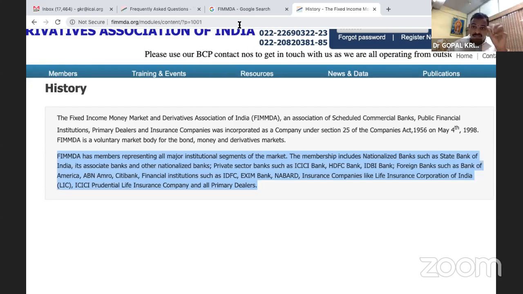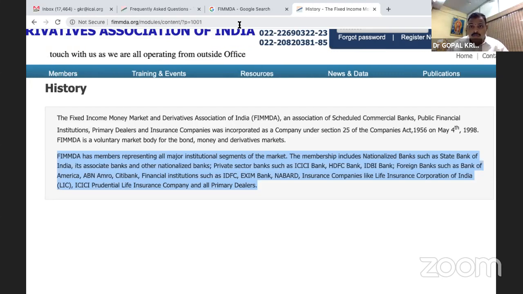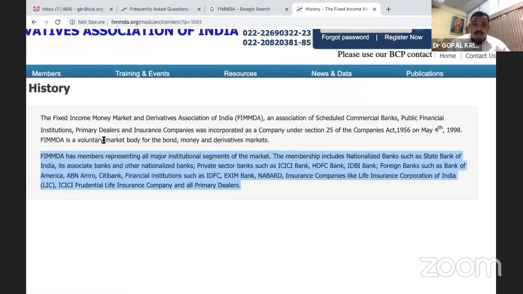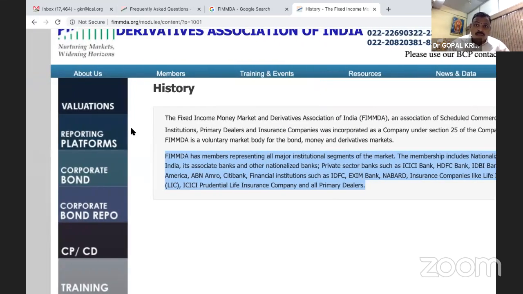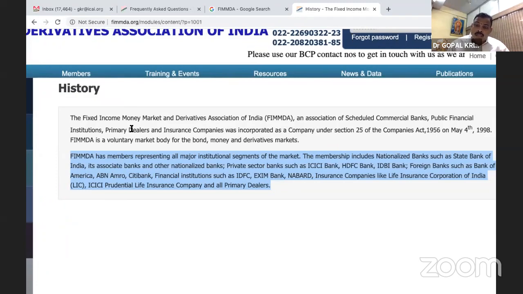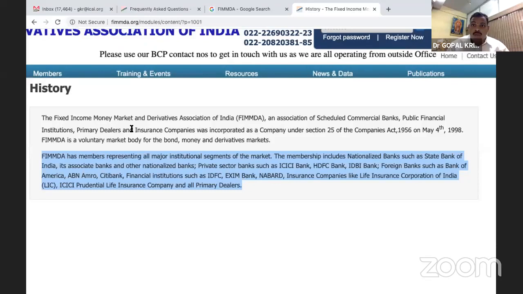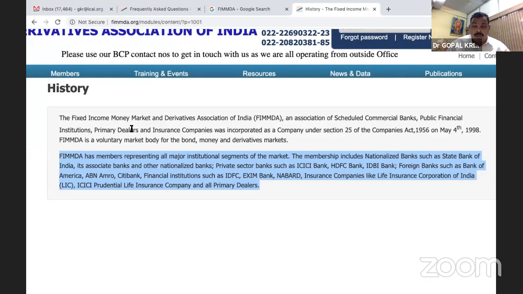So FIMDA issues, whatever the circular issued by FIMDA, it is an RBI circular. So RBI doesn't issue a circular. Some of the RDs are executive directors of FIMDA also. So RBI is also a representative of FIMDA. And instead of RBI issuing a circular, FIMDA issues a circular, which has to be followed by all these institutions with respect to their valuation.